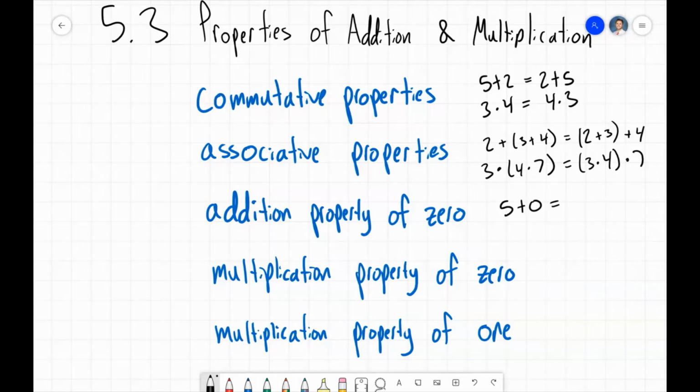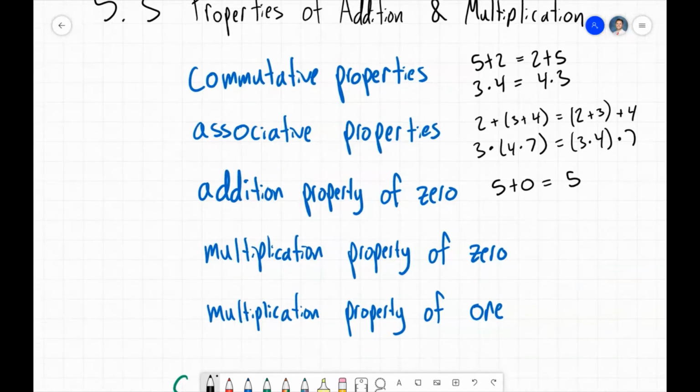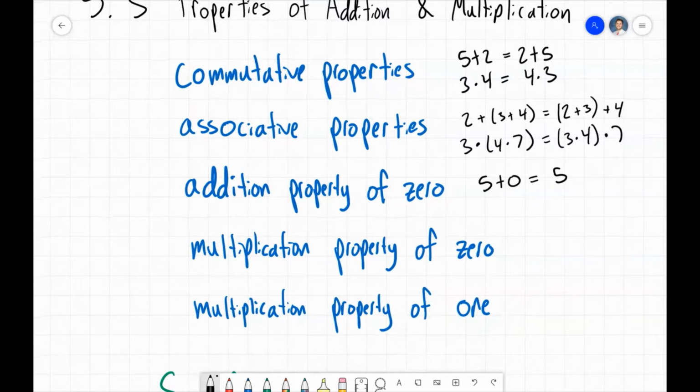number, we still just get that number. The multiplication property of 0, on the other hand, tells us that anything multiplied by 0 is equal to 0, right? 4 times 0 equals 0. And then finally, our multiplication property of 1, also known as the identity property of multiplication, tells us that anything multiplied by 1 is equal to itself.